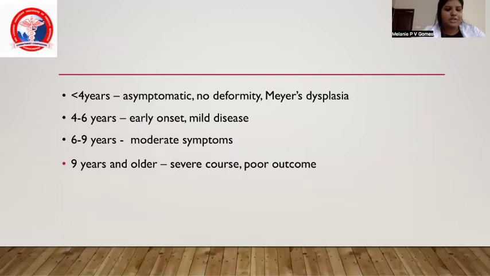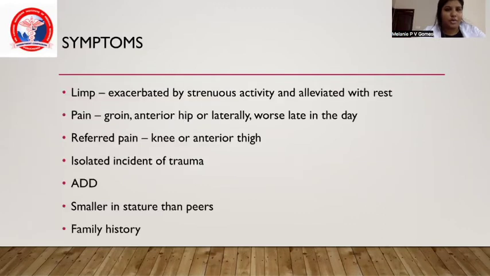Less than 4 years: asymptomatic, no deformity, Meyer's dysplasia. 4 to 6 years: early onset, mild disease. 6 to 9 years: moderate symptoms. 9 years and older: usually a severe course with a poor outcome.